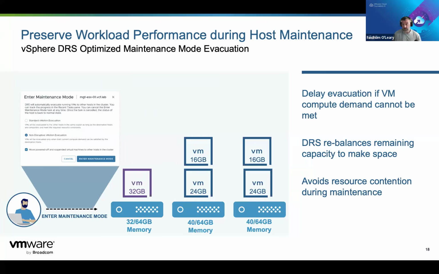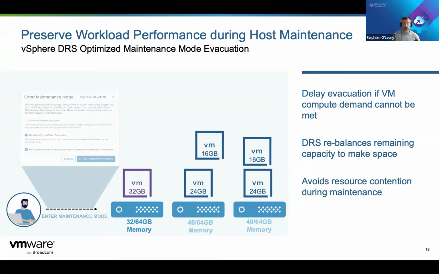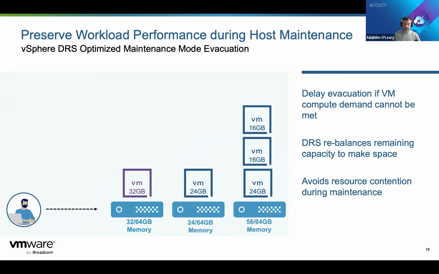So by using the non-disruptive vMotion evacuation option, what DRS will do before it puts the host in maintenance mode is a rebalance of the remaining hosts. So it'll try and see, can I free up enough space so that the host can enter maintenance mode and we avoid any resource contention? And it does this proactively, rather than the standard method, which would move the VM, then realize that there's resource contention and have to do the rebalance after the contention has happened. This avoids the contention from happening to begin with.